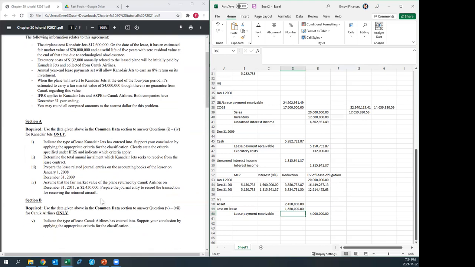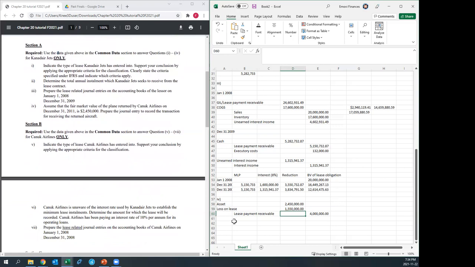All right, so that's it for section A. For section B, this is for Canuck Airlines. So if you remember, this is the lessee and they use ASPE. Indicate the type of lease Canuck Airlines has entered into. Support your conclusion by applying the appropriate criteria for classification. So there's 3 criteria under ASPE for the lessee.